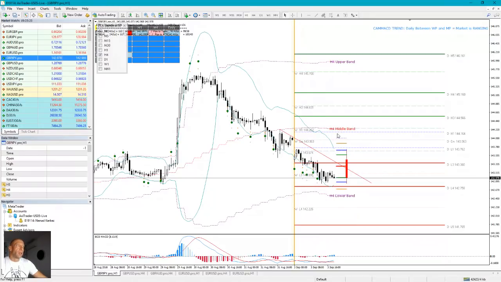So manual, this is bearish. I would wait for a sell trade, especially because it's GBP and it's in a downtrend.